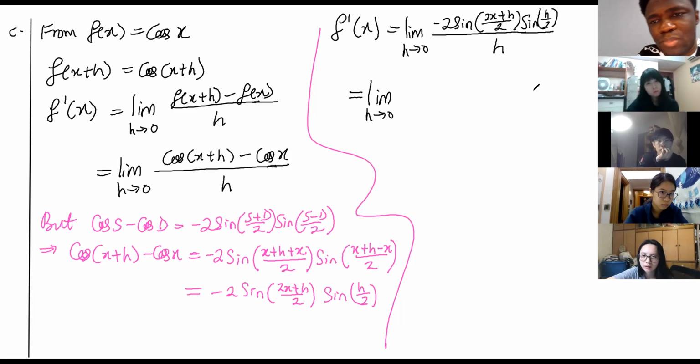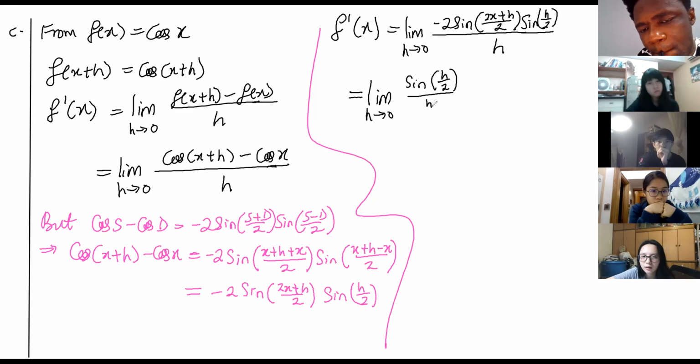Sine h, sine of (2x plus h) divided by 2, divided by h. I mean, you would put the -2 with that too, right? You don't have to. Actually, the negative can come out of the limit.